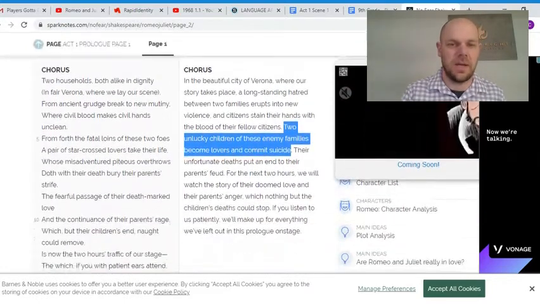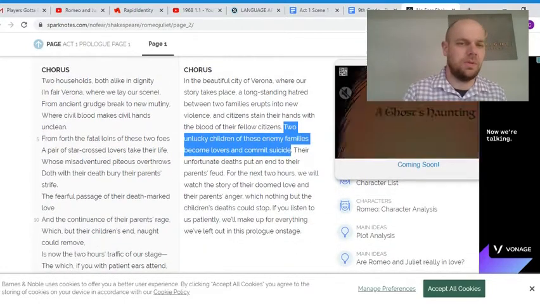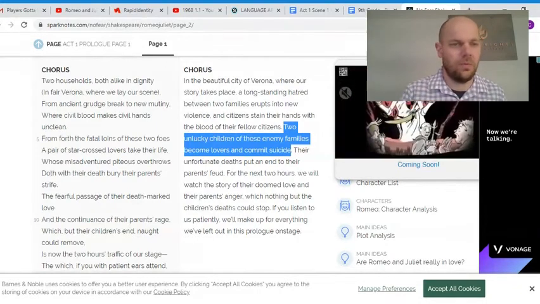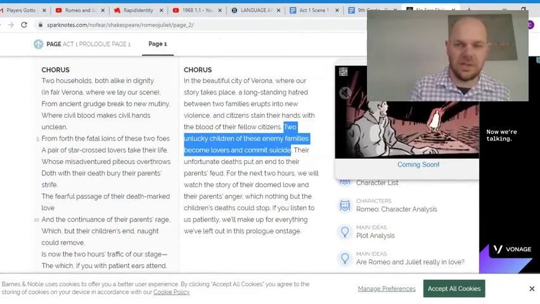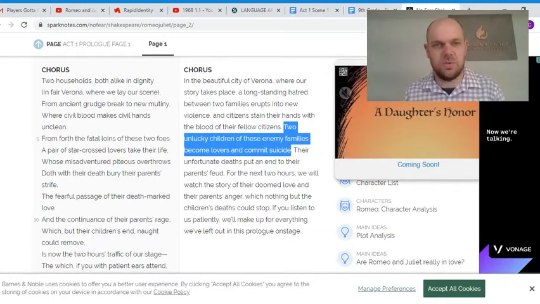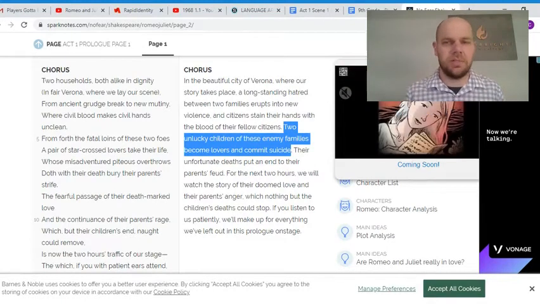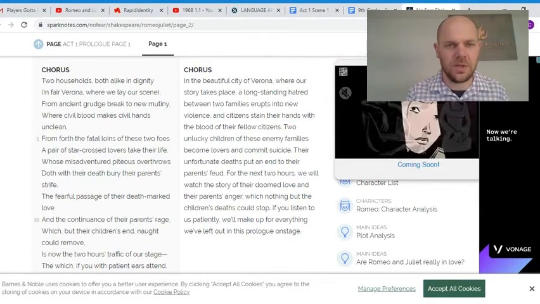Why is it so bad? What do the parents do to make this happen? Why did they make these drastic choices? All that stuff is within the play. And so we're going to do that.